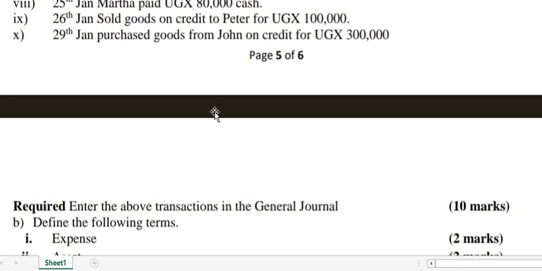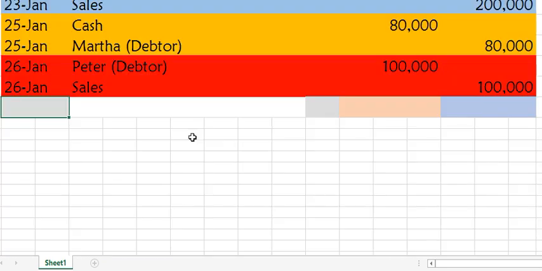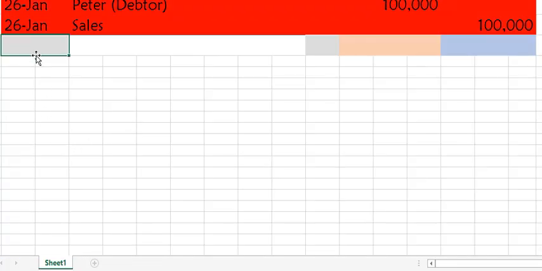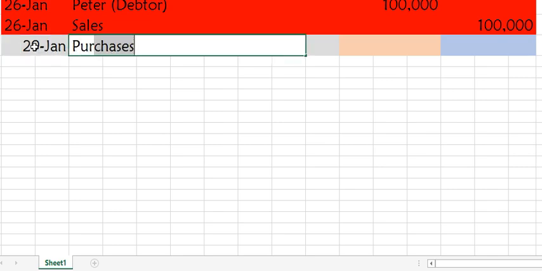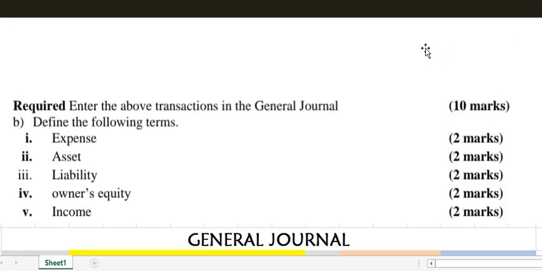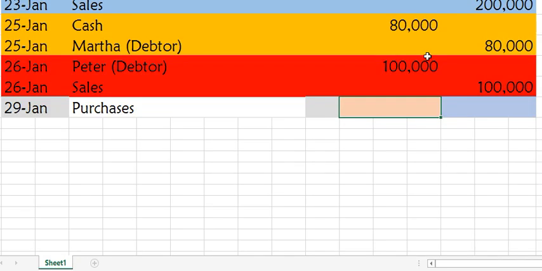Finally, on 29th January, purchased goods from John on credit for 300,000. Goods purchased, those are purchases. On 29th January, purchases are to be debited. Purchases is an item of expense. If you're increasing an expense, we debit. That is 300,000.